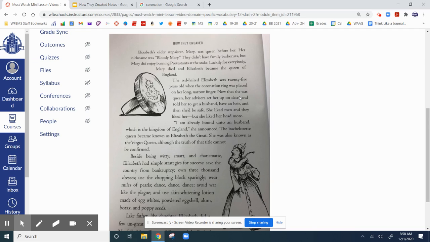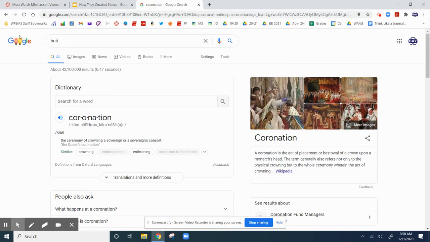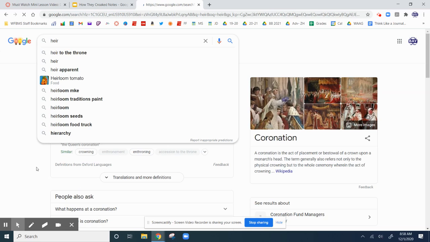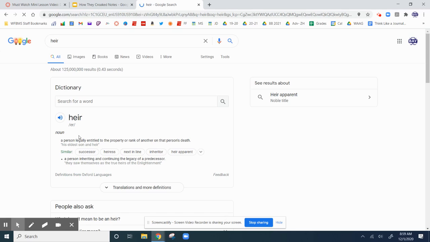Now that she was queen, her advisor set her up on a date and told her to get a husband, have an heir, and then she'd be safe. She liked men and they liked her, but she liked her head more. So here we've got heir as another one. That's, again, specific to the crown, specific to the reign of England. And so I'm going to look up the definition there. It says heir to the throne is a possibility. So it's a person legally entitled to a property or rank of another on that person's death, or a person inheriting and continuing the legacy of a predecessor, someone before them.